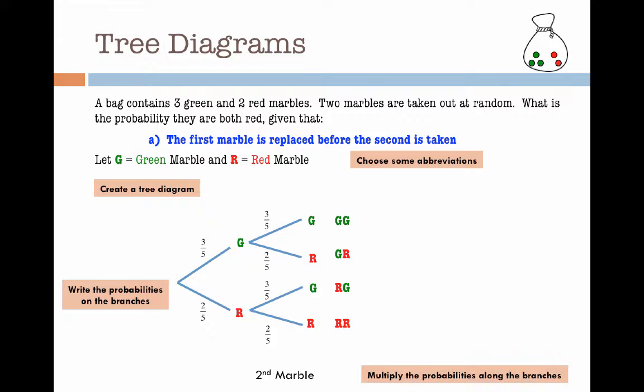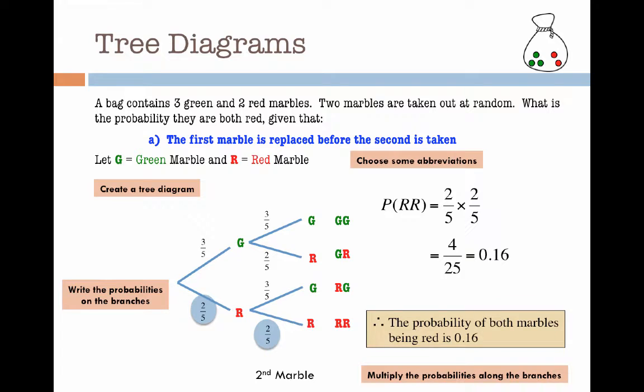Now I want to multiply the probabilities along the branches. This will allow me to find the probability of getting 2 reds in a row. So the probability of getting 2 reds is going to be 2/5 multiplied by another 2/5. So the probability of getting 2 reds is 4 out of 25, or 0.16. Therefore, the probability of both marbles being red is 0.16, or 16%. It's most important that you write a worded answer to a worded question.